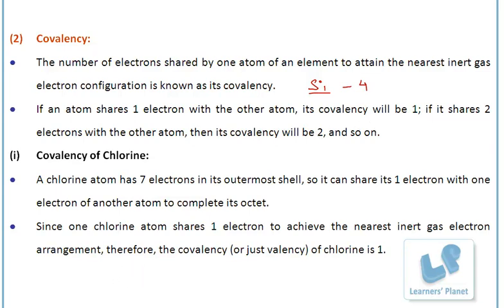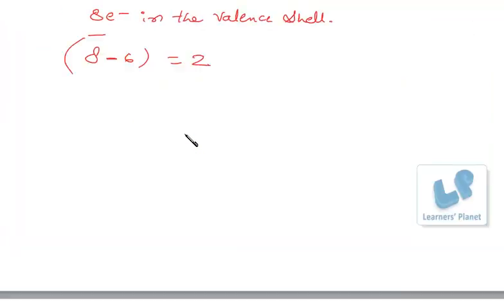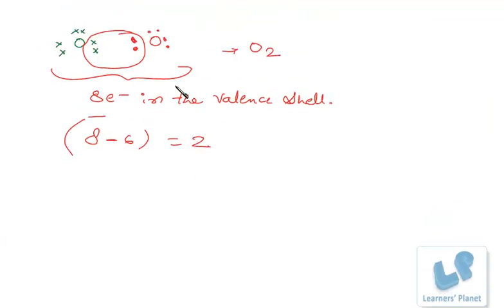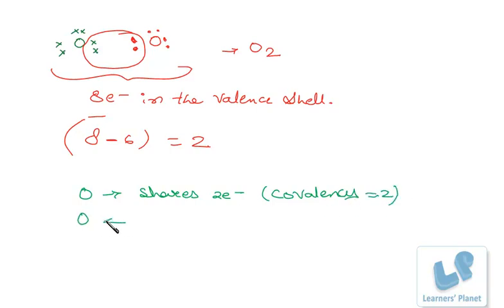Oxygen, for attaining noble gas configuration, is sharing 2 electrons. So its covalency is 2. See, oxygen shares 2 electrons. So its covalency is equal to 2. Oxygen gains 2 electrons. So its electrovalency will also be equal to 2.